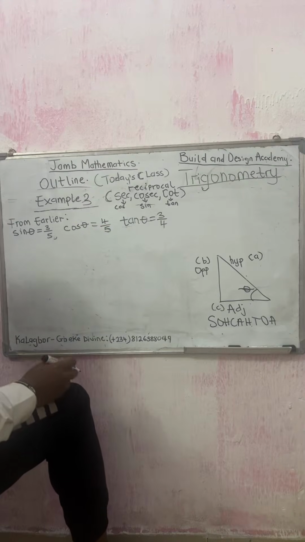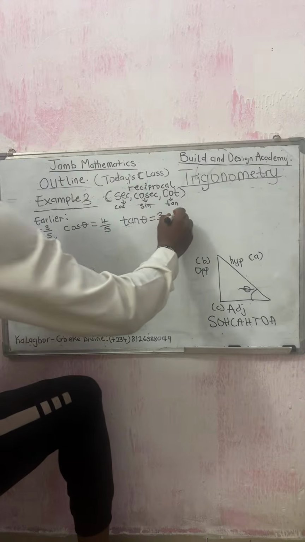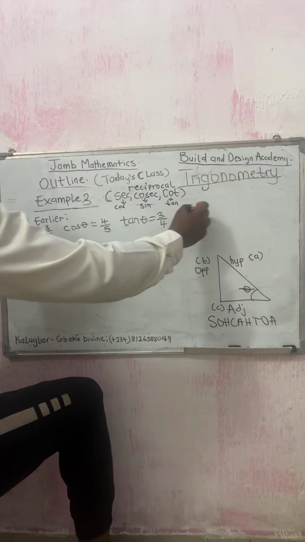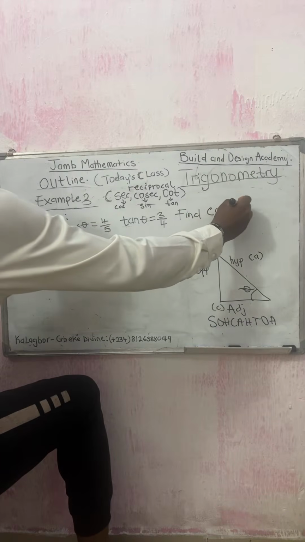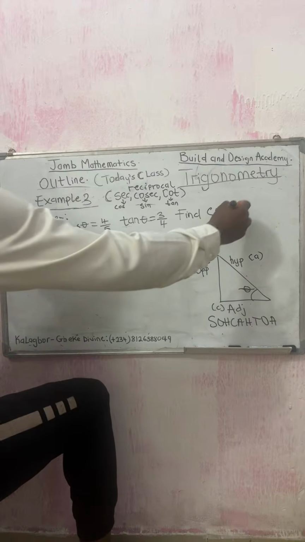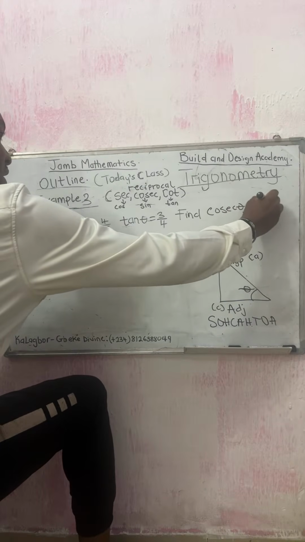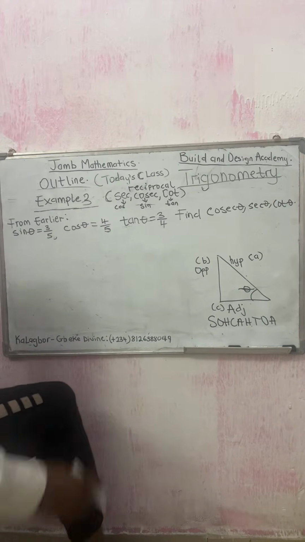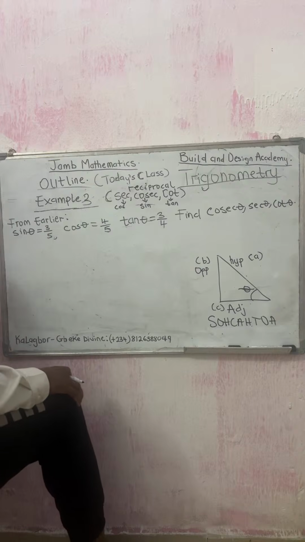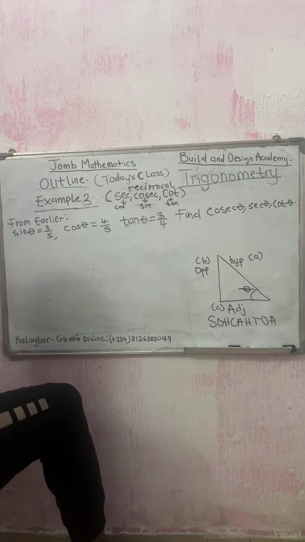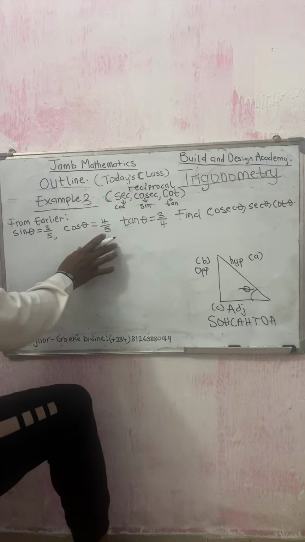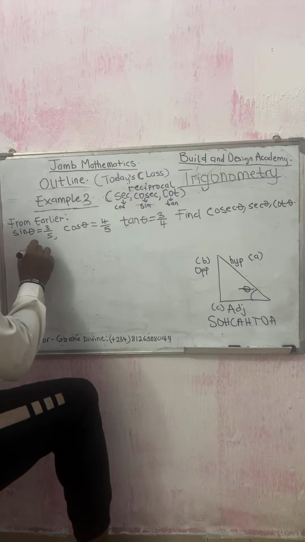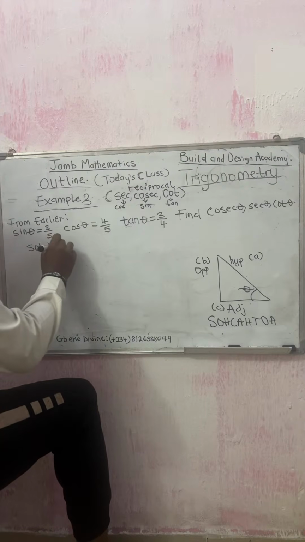So now, they say we should find cosec theta, sec theta, and cot theta. Now, this question is very, very easy. This question should not take more than 1 minute to solve. Even 1 minute is too much, 30 seconds.